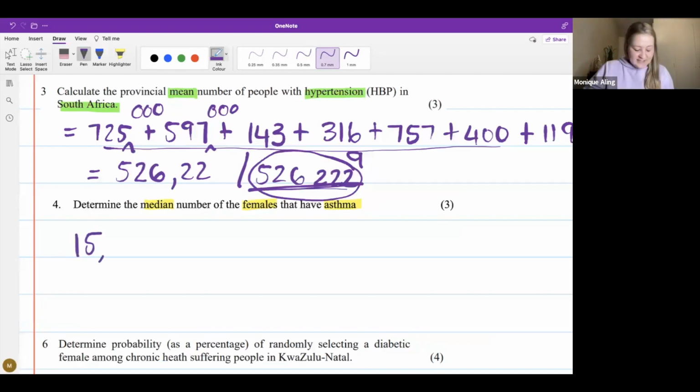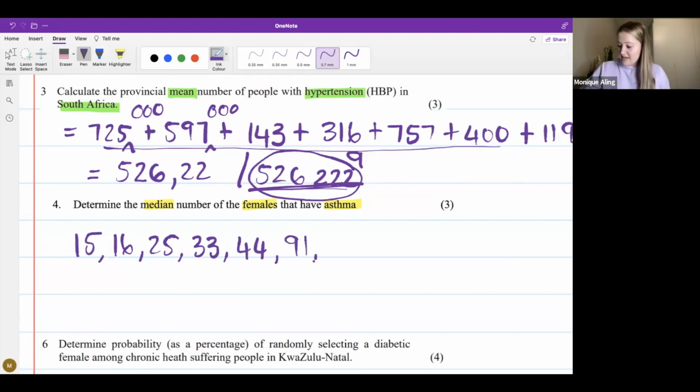The correct order is 15, 16, 25, 33, 44, 91, 101, 123, 157, and then you find the middle one, which is indeed 44.